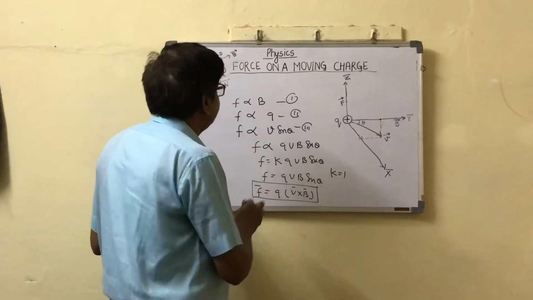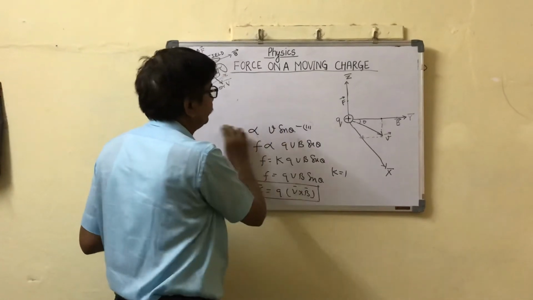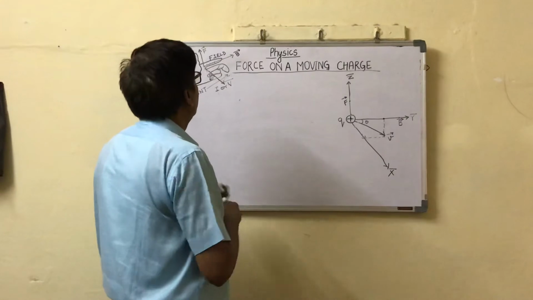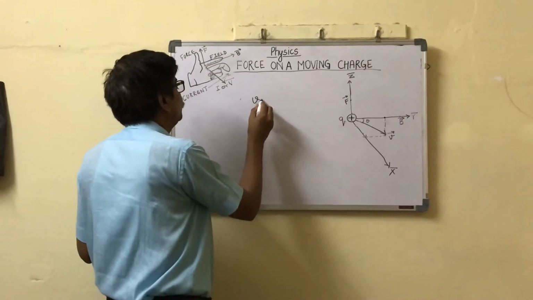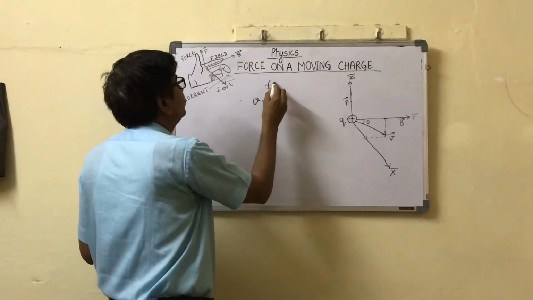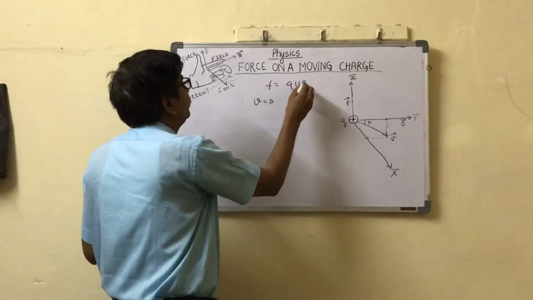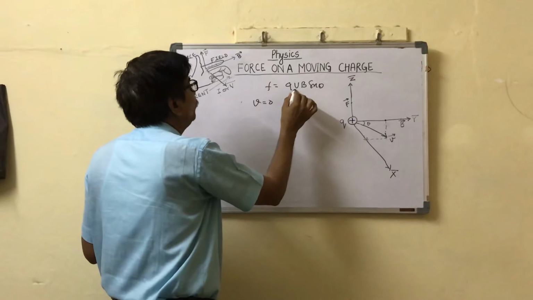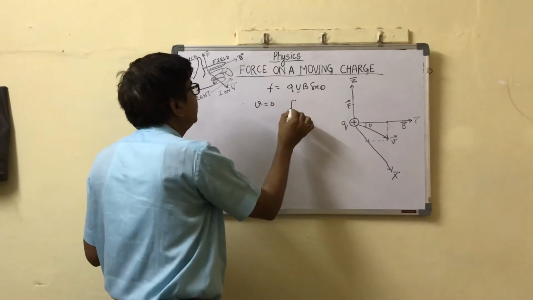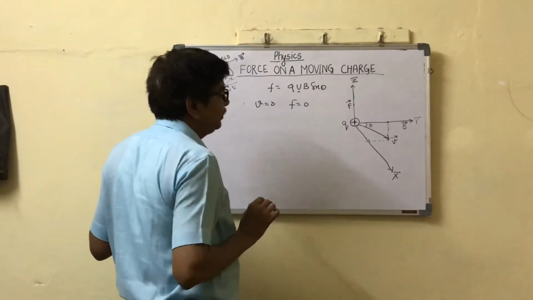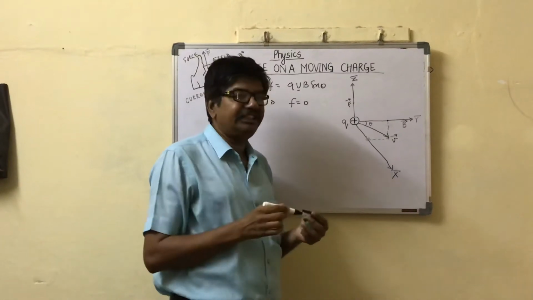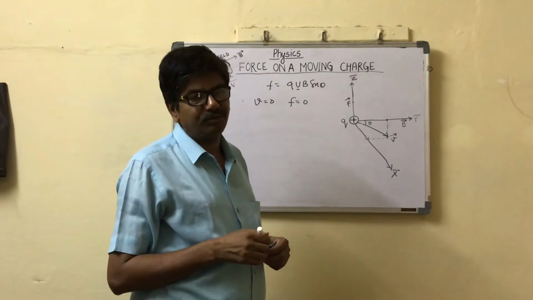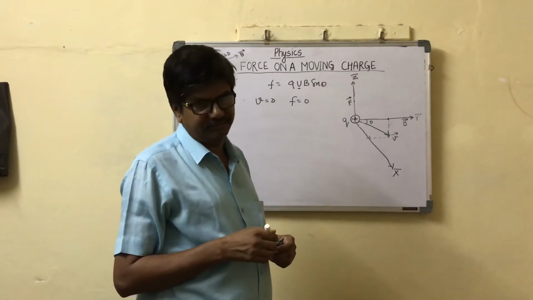It is clear, this is the magnitude of force. Now, there are three cases. First case, V is equal to 0. F is equal to QVB sin theta, and in this case V is equal to 0, that means F is equal to 0. It means a stationary charge does not experience any force in any magnetic field.